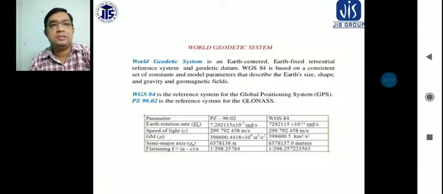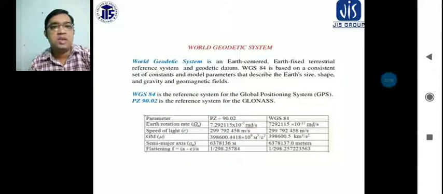The world geodetic systems will also be covered here. The world geodetic system is an earth-centered, earth-fixed terrestrial reference system and geodetic datum. The WGS 84 is based on a consistent set of constants and model parameters that describe the earth's size, shape and gravity, and also the geometric fields.